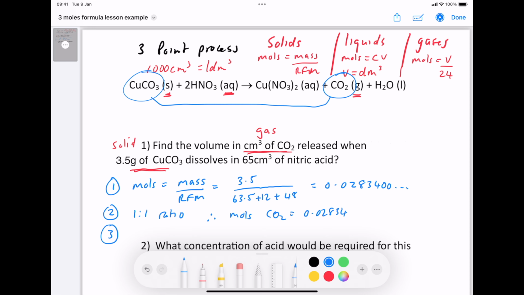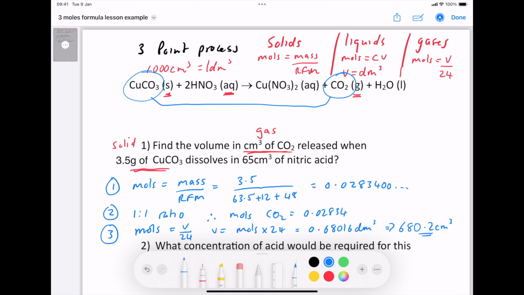0.02834. Number 3, now reading the 3-point process, it says work out what is asked for in the question. Well, it's asking us for the volume of carbon dioxide, so I'm going to use the volume formula for gases. Moles equals V over 24. Rearranging gives me V equals moles times 24. Remember, this answer comes out in decimeter cubed, so don't forget to times it by 1,000 at the end. So timesing that previous moles by 24, and then timesing that by 1,000, gives me a final answer of 680.2 centimeter cubed to 1 decimal place.